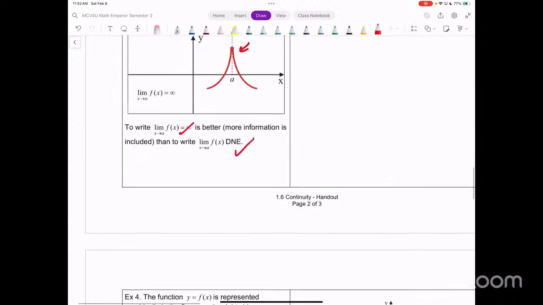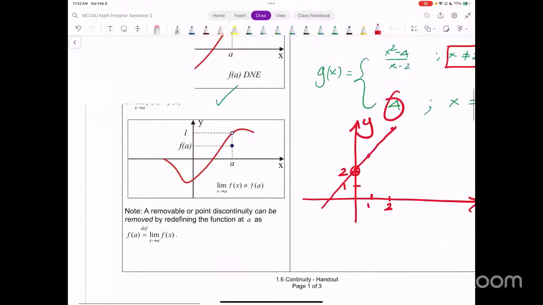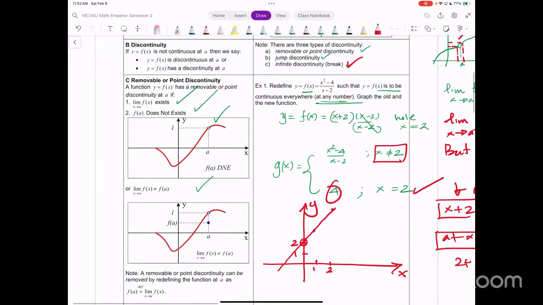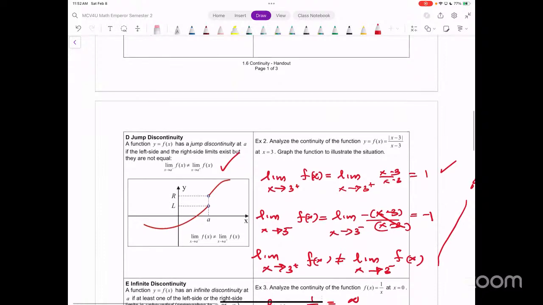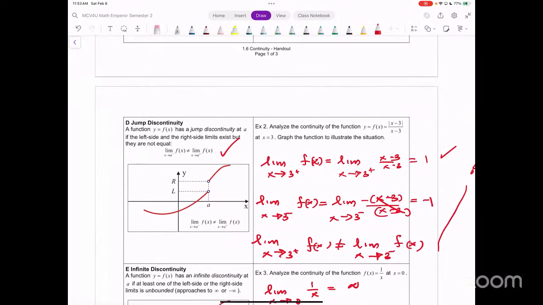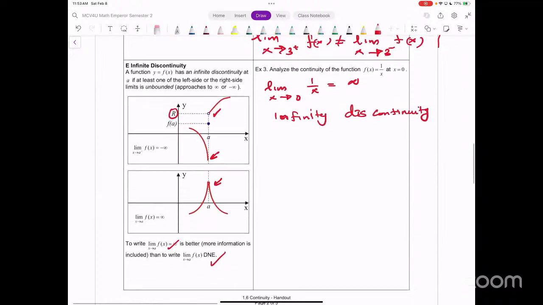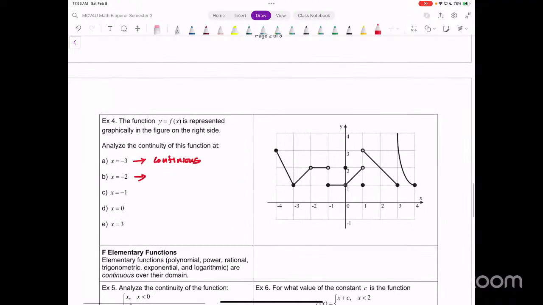So let's go back to check the removable discontinuity. In a removable discontinuity, the limit exists, but f at a does not exist. So that's a condition. So we're going to check whether it's removable or not at that point. So let's go back to check the point. The limit exists because 2 minus actually goes to 2. 2 plus actually goes to 2, isn't it? So the limit exists. Limit x approaches -2 plus f of x.